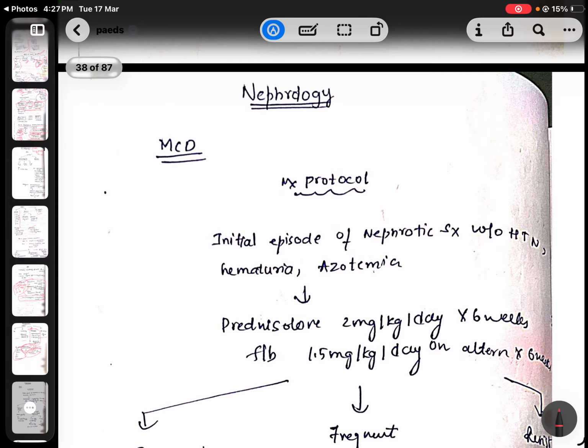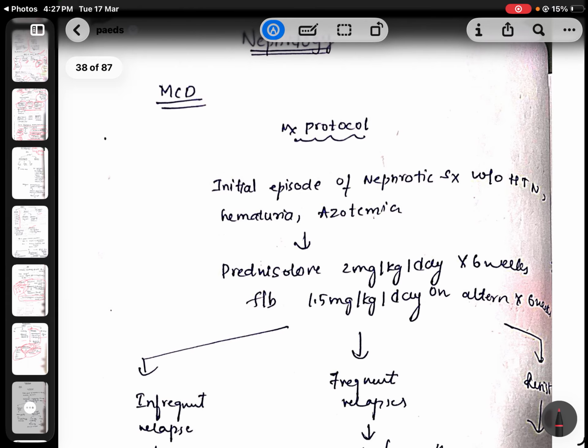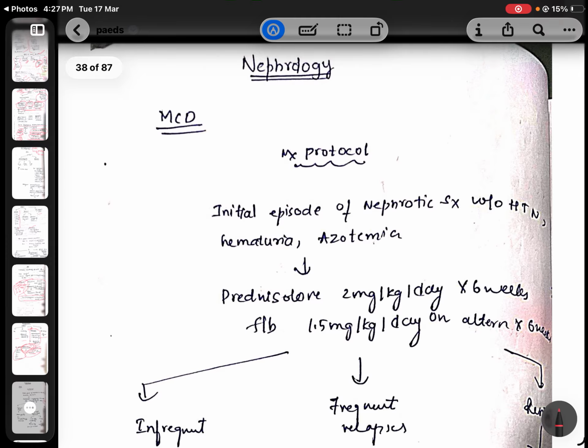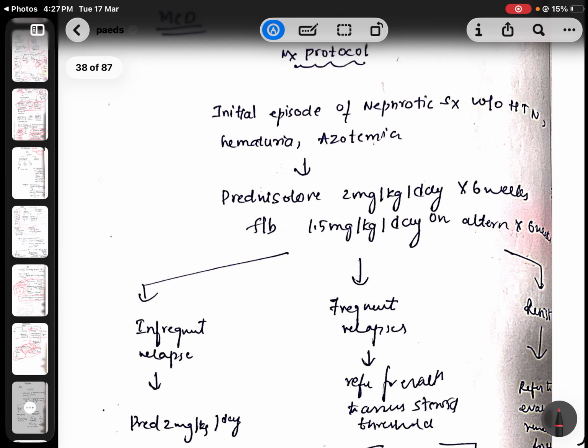Okay, now coming to the nephrology part. The major part of nephrology we have already discussed in part 2 of medicine, that is paper 2 of medicine audit, so I don't want to waste much of your time. The major thing is the protocol which has changed for MCD. This is what was given, so I've just mentioned it.